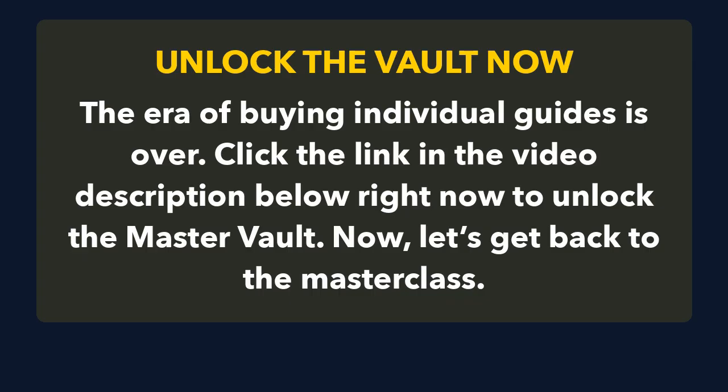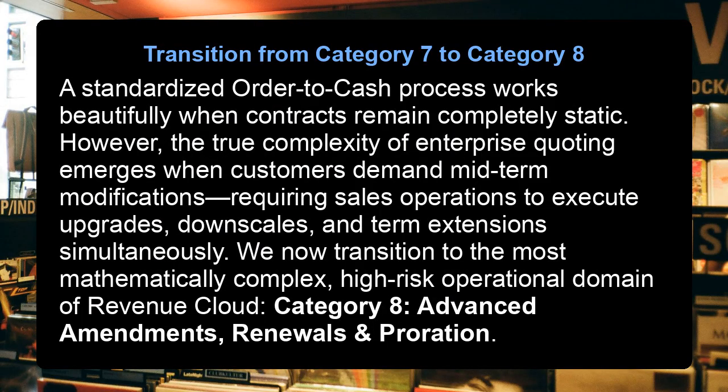Now, let's get back to the masterclass. Transition from Category 7 to Category 8. A standardized order-to-cash process works beautifully when contracts remain completely static. However, the true complexity of enterprise quoting emerges when customers demand mid-term modifications, requiring sales operations to execute upgrades, downscales, and term extensions simultaneously. We now transition to the most mathematically complex high-risk operational domain of Revenue Cloud.